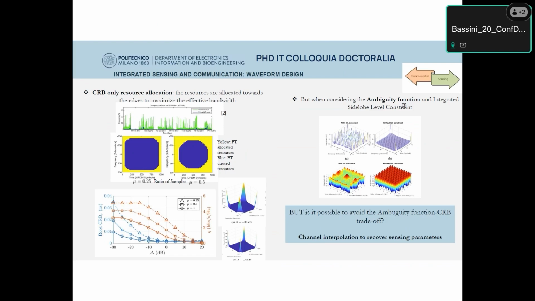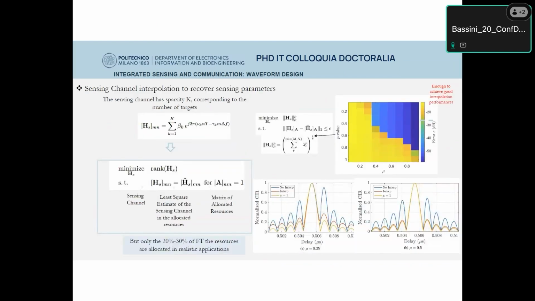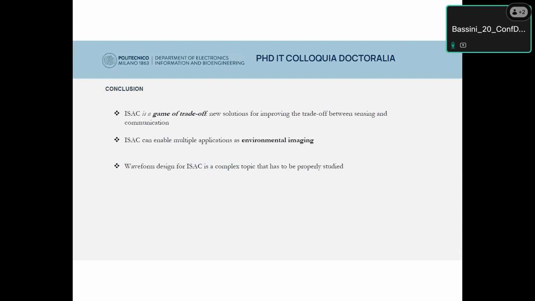So this is a solution for dealing with this kind of system that is a kind of interpolation of the sensing channel by exploiting the fact that the sensing channel is sparse in the delay and Doppler domain. And actually what is obtained here is that the side lobes that are very bad for sensing because they are increasing the probability of misdetection are going to be reduced. And so what we see from a sensing point of view is a very high spike that localizes our target. So what is the conclusion of this work?